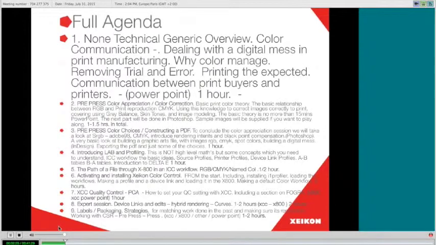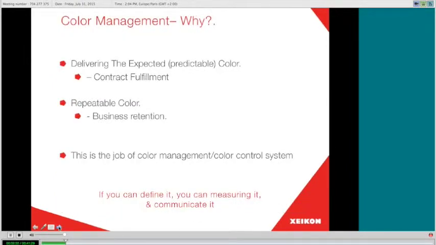Okay, colour management, why? Well, for me, there's only ever been 2 reasons to have colour management. One is to deliver the expected, so have predictable colour. This means you can set a contract with a customer and fulfill that contract. No surprises on either end. And the second is repeatable colour, to make the same thing day in, day out, week in, week out. And that is for business retention. And those are the only 2 reasons for having colour management.